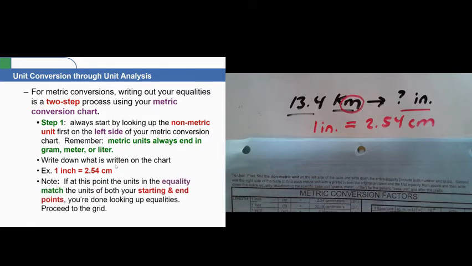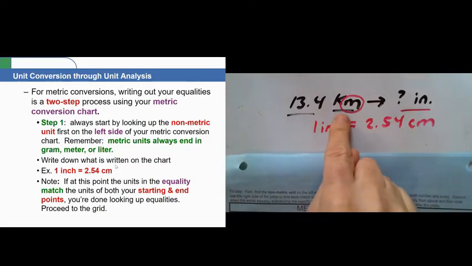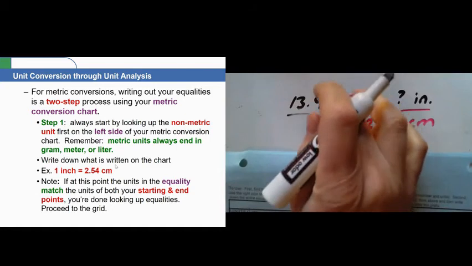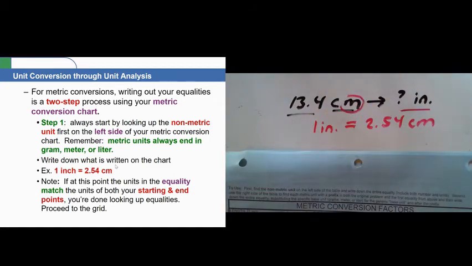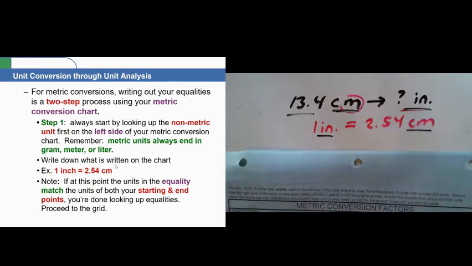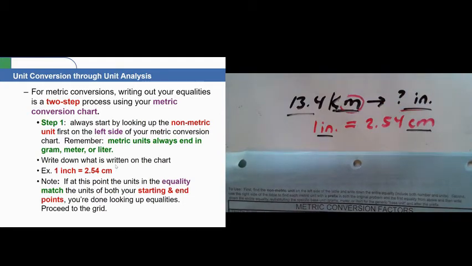Now note, at this point, the units in the equality might match those of the starting and end point. If that's the case, then you're done using this table. For example, let's say the problem, instead of going from kilometers to inches, was going from centimeters to inches. Just for kicks and giggles. Well, if you notice, you have centimeters, centimeters, inches, inches. In this case, you only need one equality, and you're done with the problem. However, this particular problem was going from kilometers to inches, so we have to keep on going.